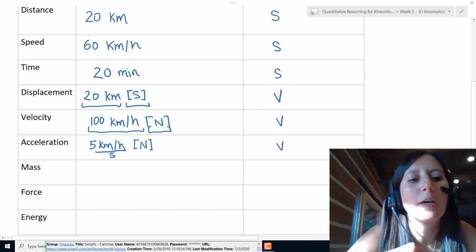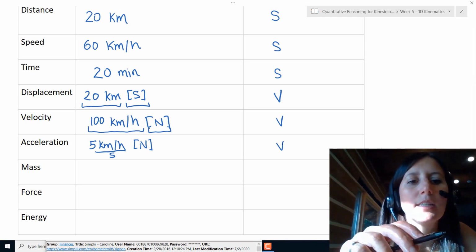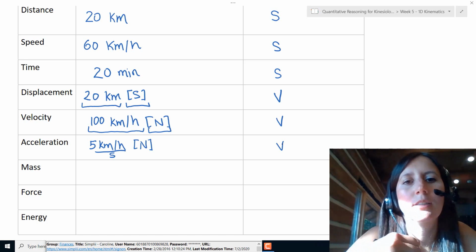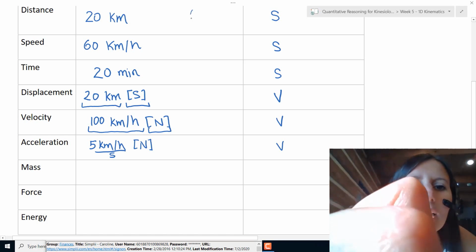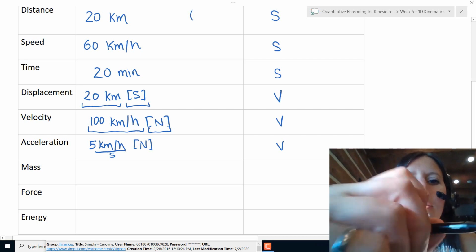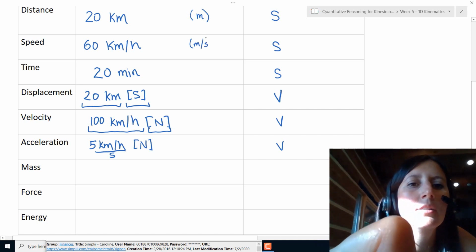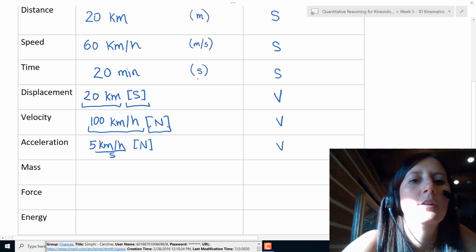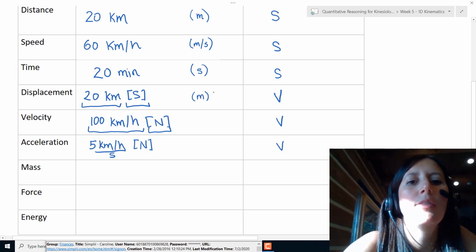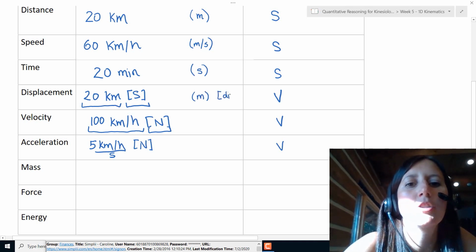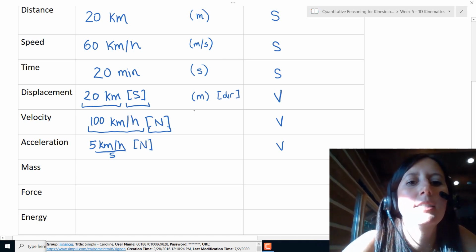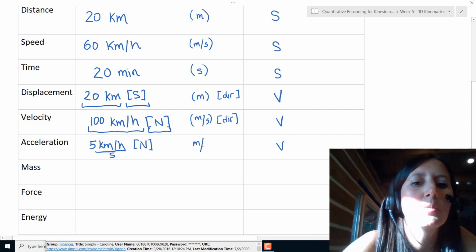Okay, if we were to talk about SI units for all of these things, the examples that I've been giving are not in SI units, right? So for each of these, if I were to put in the SI units, for distance, the SI units are meters. For speed, meters per second. For time, seconds. For displacement, meters, and then a direction. I'll just write dir for direction. Velocity, meters per second, and then a direction. And acceleration, the SI units are meters per second squared, and then a direction.